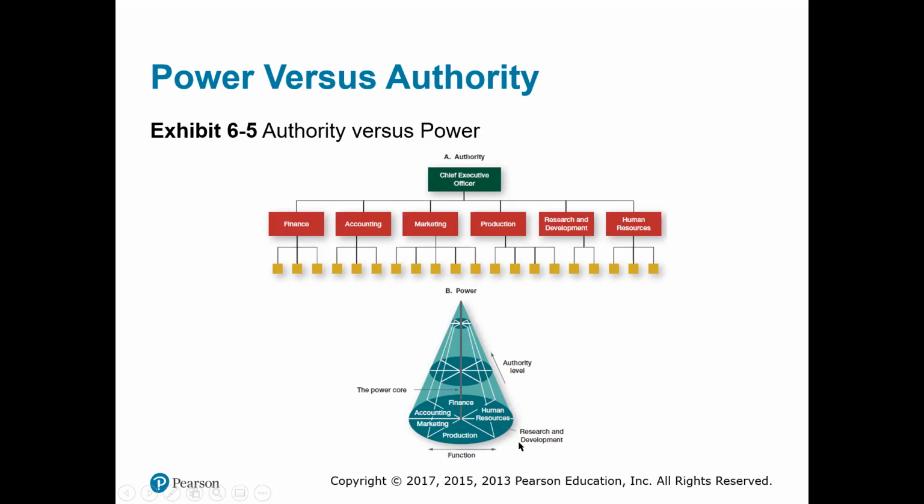But if you look at power, it's a little different. This is like a cone. It's called a power cone. If you look at all the functions right at the bottom, finance, accounting, marketing, production, and HR, the maximum power is actually at the top. The CEO, perhaps in most cases, has the power.